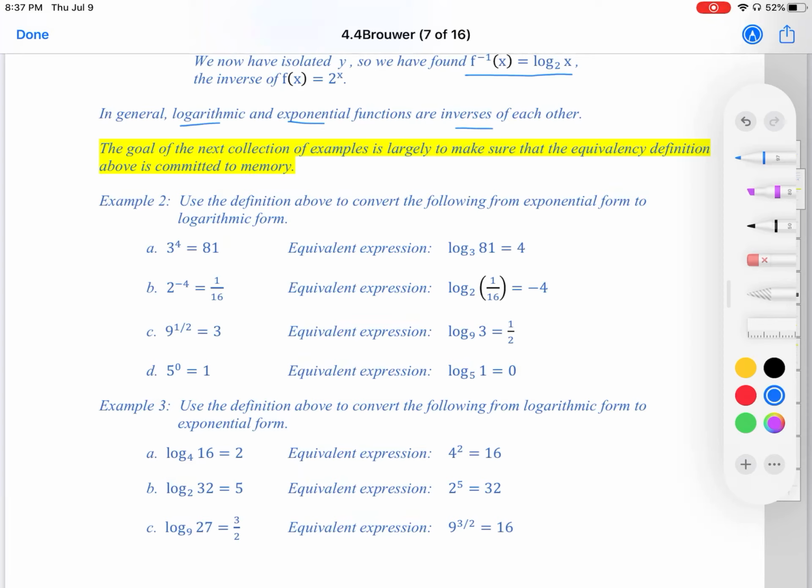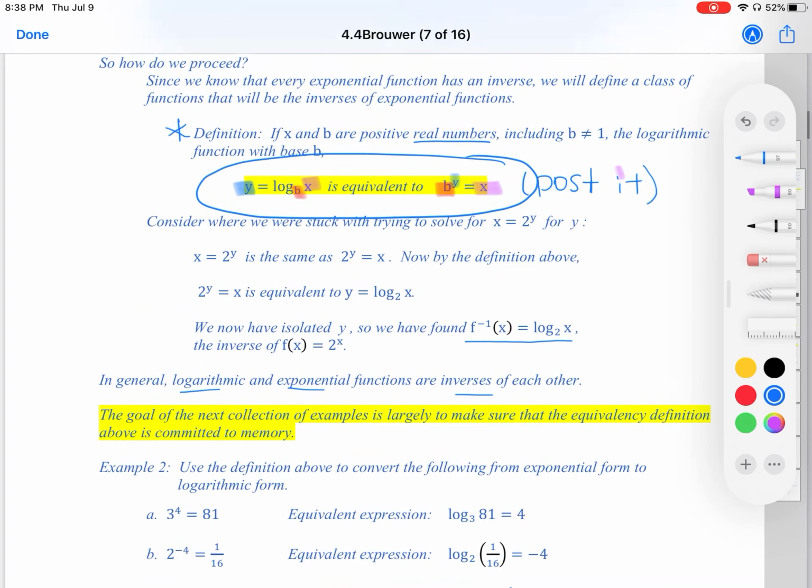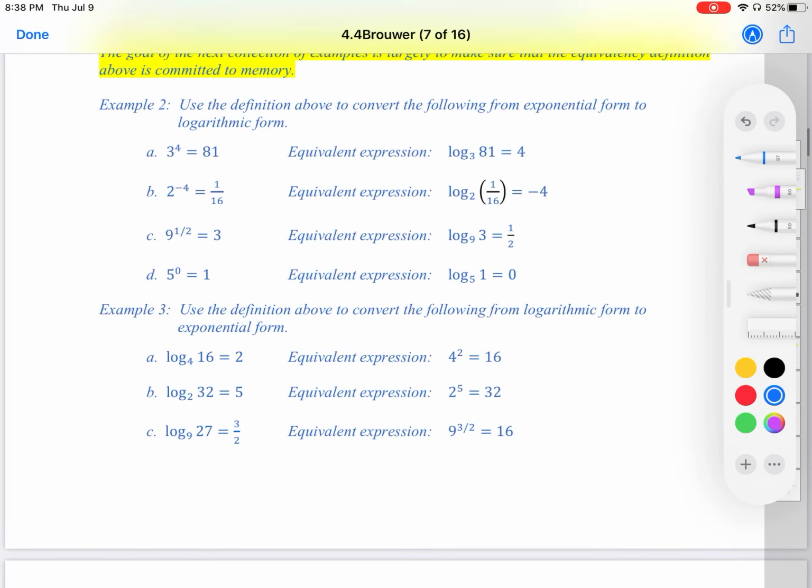The goal of the next selection of examples is largely to make sure that the equivalency definition above is committed to memory. So this formula, we're going to practice this so we can hopefully memorize it before our video is over. So let's do some examples.